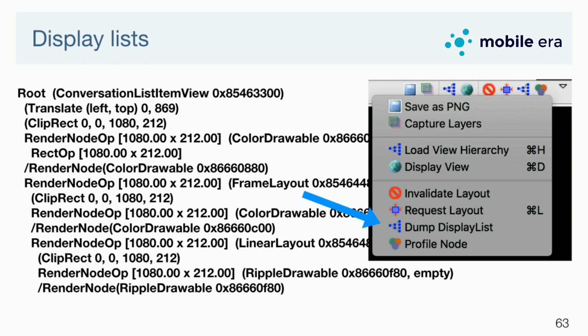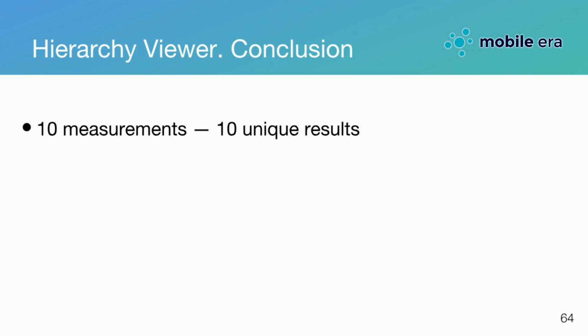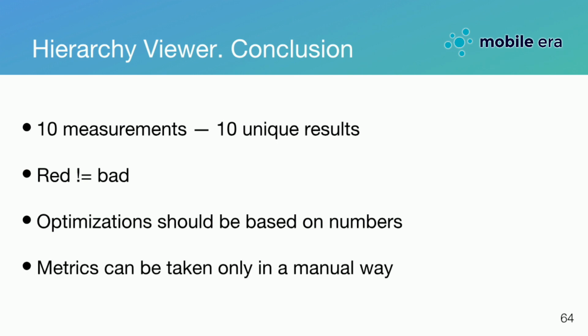I don't know if you'll be able to find some real usage of this information, however, you might find it interesting. So, conclusion. When you do measurements, it's important, especially with hierarchy viewer, to do it several times and to be able to understand what's the average value. Red is not always bad, and everything is relative. And because of this, optimizations should be based on numbers. And the biggest drawback of the hierarchy viewer is that metrics can be taken only in a manual way.